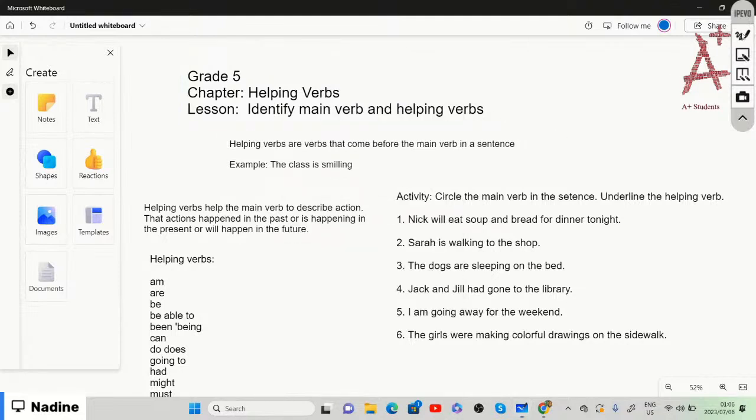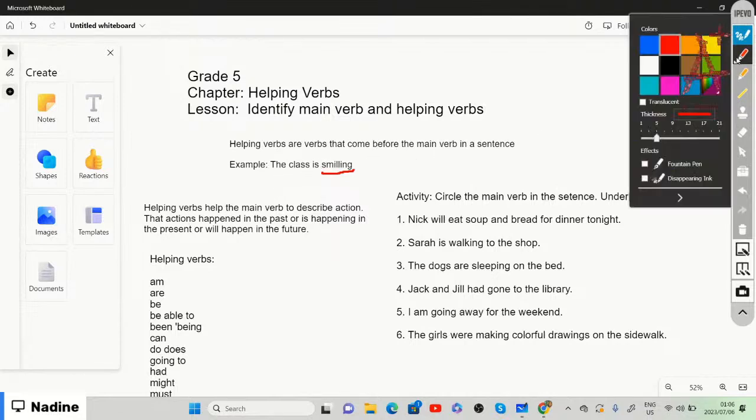So the main verb is smiling, right? Here it says that helping verbs are verbs that come before the main verb, which means that the helping verb will then be is, which tells us what the class is doing now. The class is smiling. The main verb is smiling, and the helping verb is is.